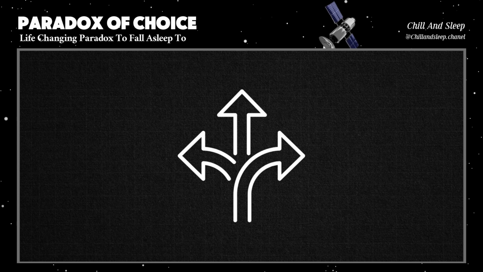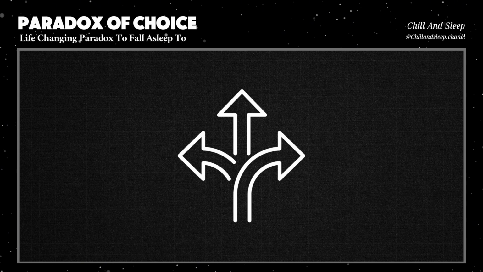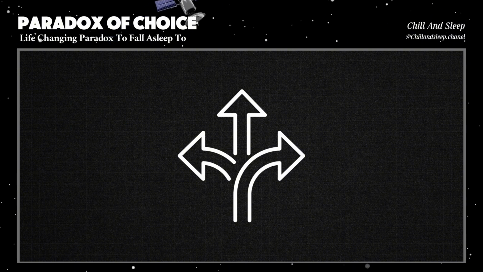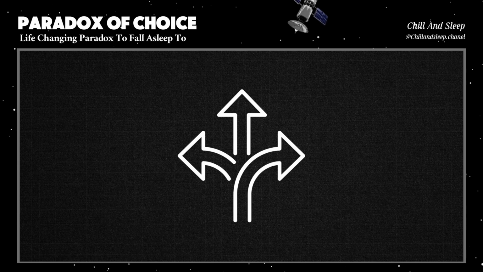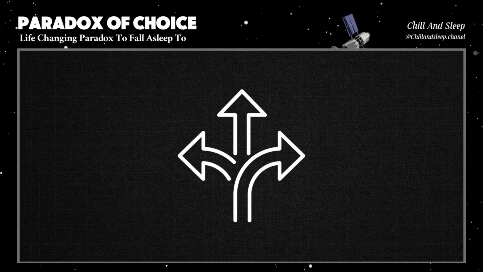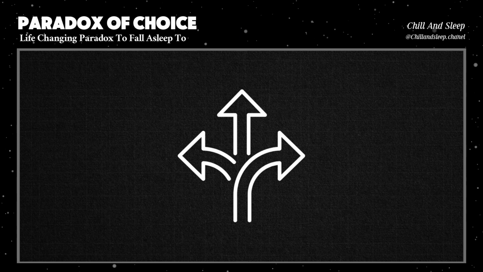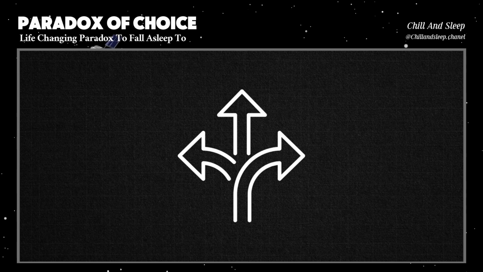When faced with an overwhelming number of choices, we often struggle to make a decision at all. Think about it. How many times have you spent ages scrolling through streaming platforms, unable to pick a movie, only to end up re-watching something familiar? The more options we have, the harder it is to decide, because each choice carries the fear of missing out on something better. But the paradox doesn't stop at indecision. It also affects how satisfied we feel after we make a choice.